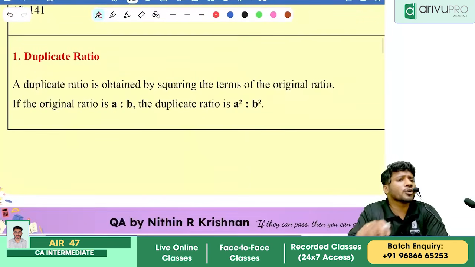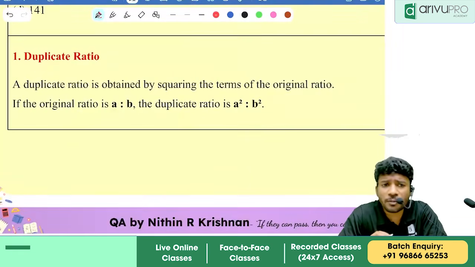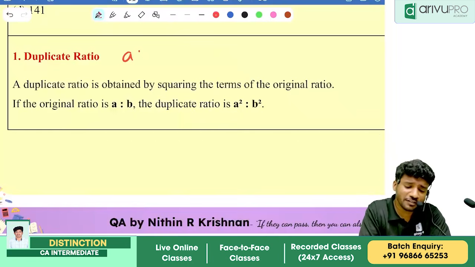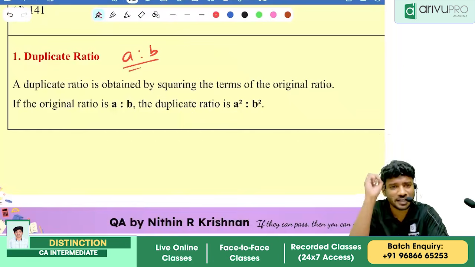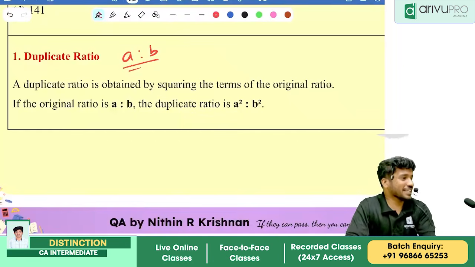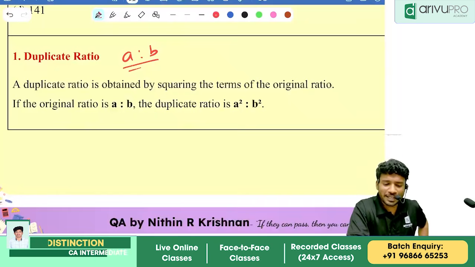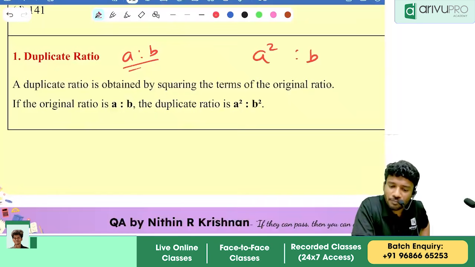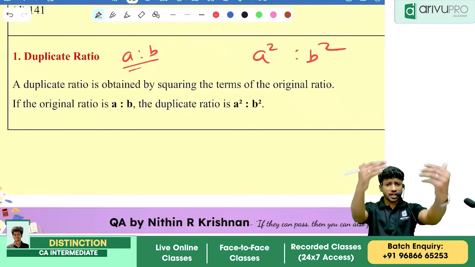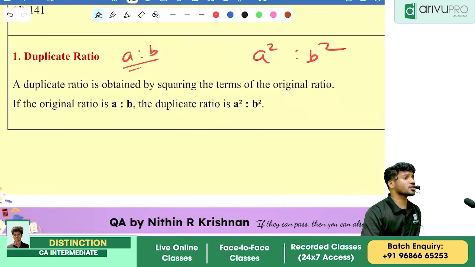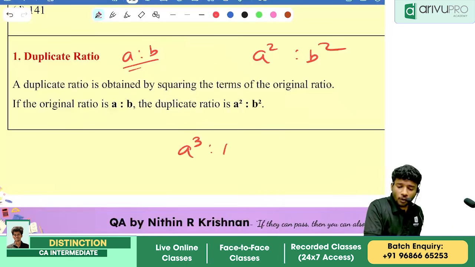Now we are talking about duplicate ratio. Have you heard about duplicate ratio? Yeah, I know you have heard, because first chapter everyone would have tried learning this. Yes, A is to B is there. What is the duplicate of this? A square is to B square. Then I will mention another thing. What is triplicate ratio? A cube is to B cube.